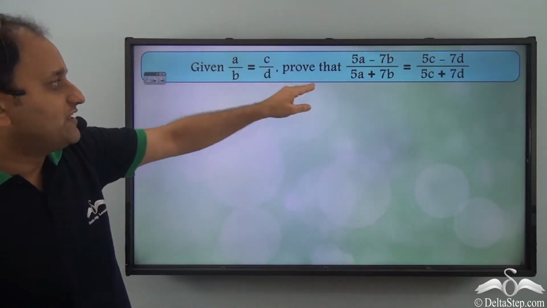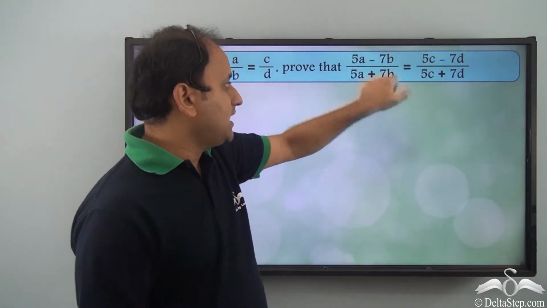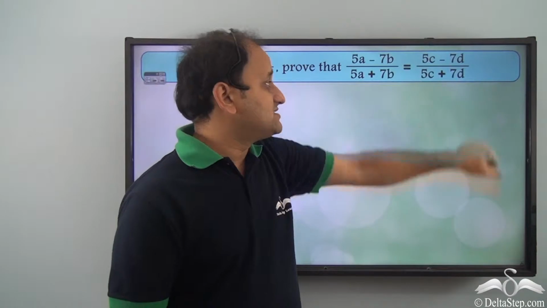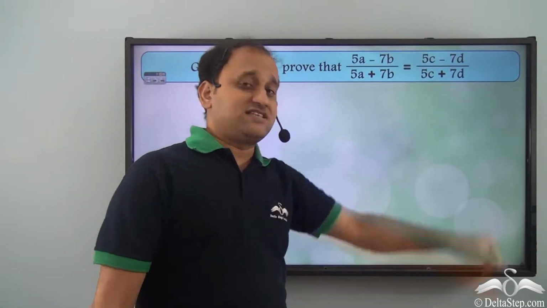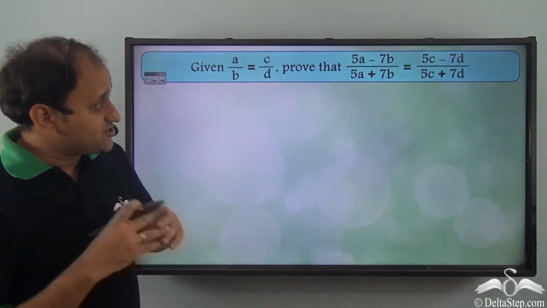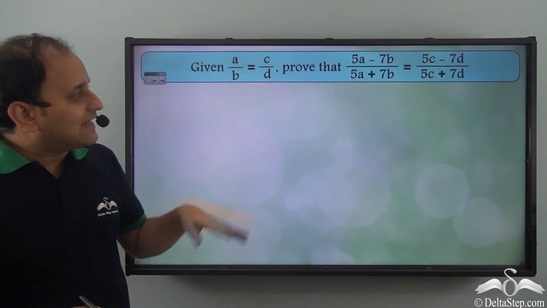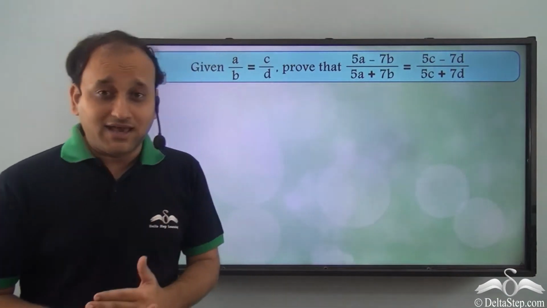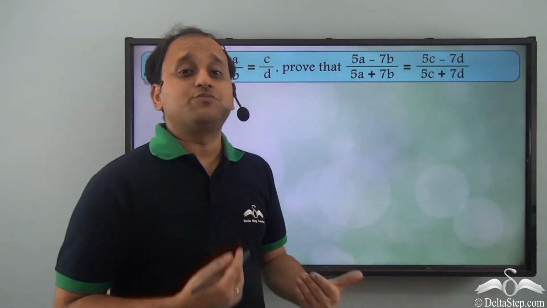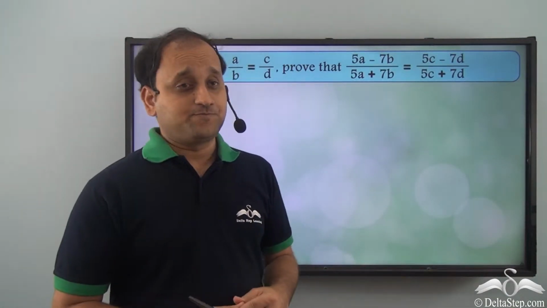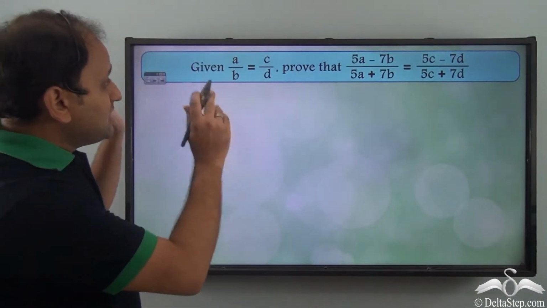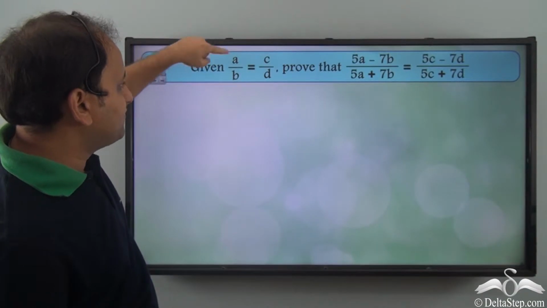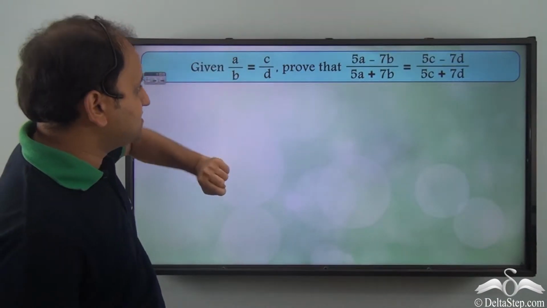Now, we have to prove that (5a minus 7b) by (5a plus 7b) is equal to (5c minus 7d) by (5c plus 7d). Now, the question arises, how do we know that we need to apply the properties of proportions? And then, how do we know which property of proportion to be applied? So, you have to keep an eye on the question. The question clearly says that we have been given a by b is equal to c by d.